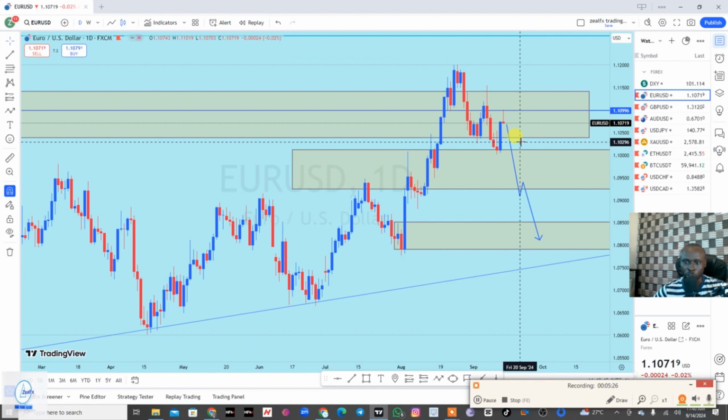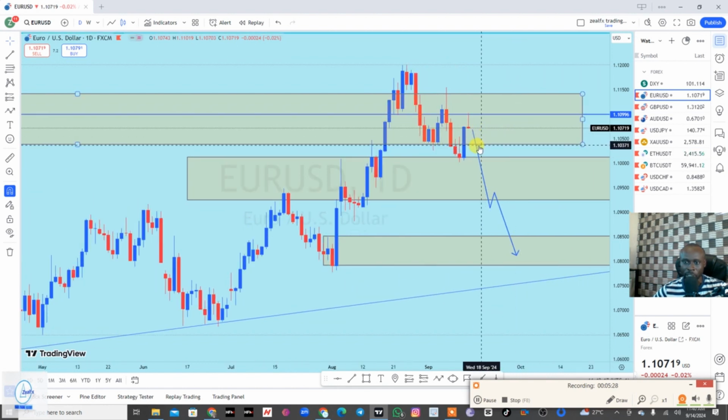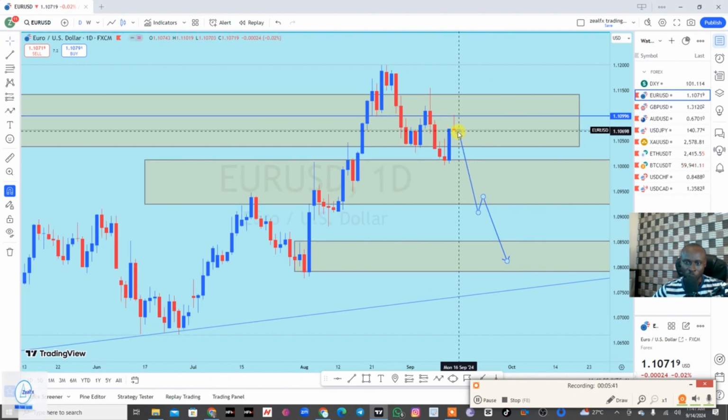So what we're expecting for the euro USD this week, we expect price to break this level. Once price breaks this daily support level, we expect price to also break this weekly support level this week. So we're expecting price moving lower this week for the euro USD, because we have a downtrend structure.